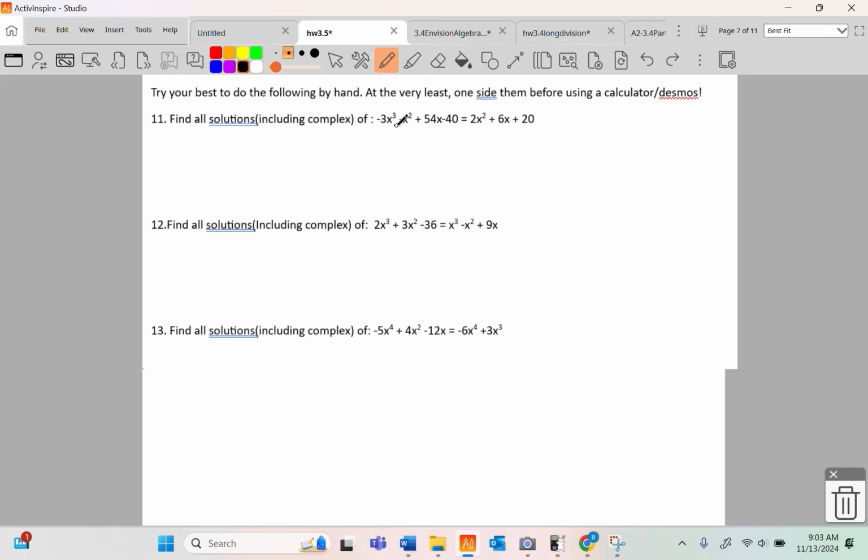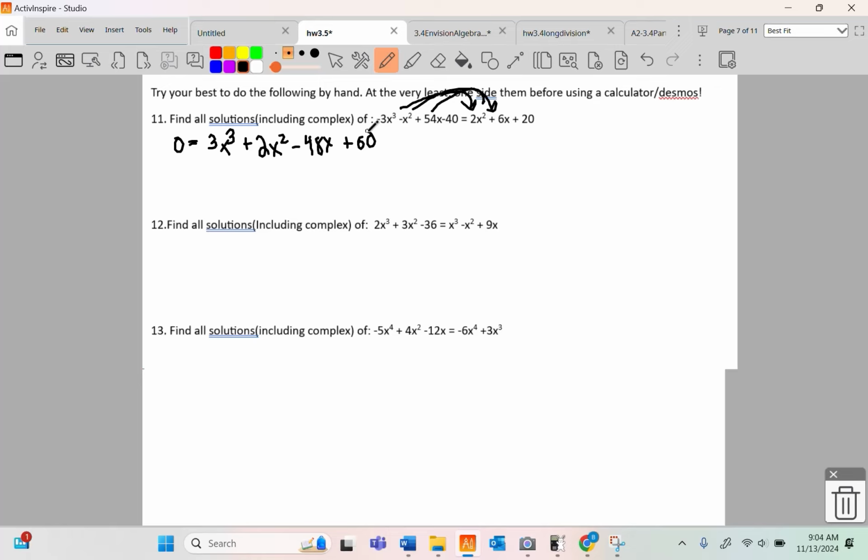So I'm going to one side everything, and I'm actually going to shift everything to the right because that's going to make this guy positive. So I'll have a 0 on the left. I'll have 3x cubed. I'll have a negative x squared, which becomes positive, plus 2, so plus 2x squared. 6 minus 54, I feel like that's negative 48x. And then 20 plus 40 is 60, so plus 60. Will that factor?